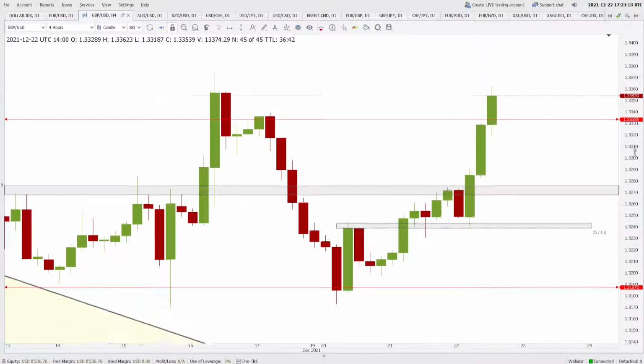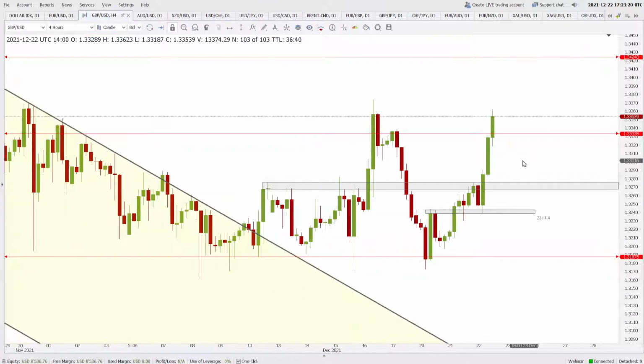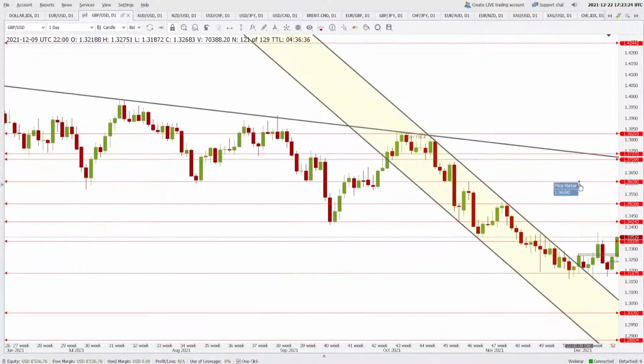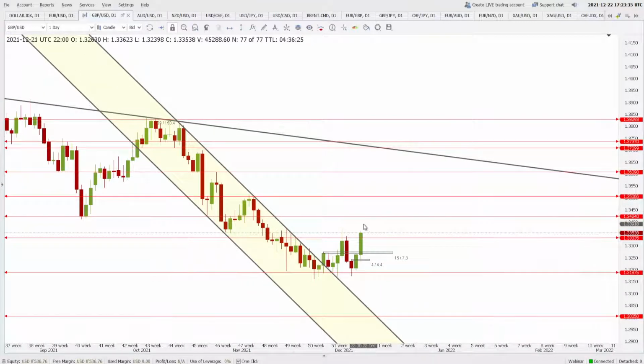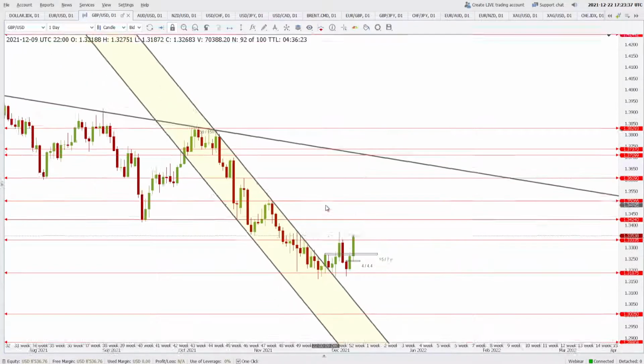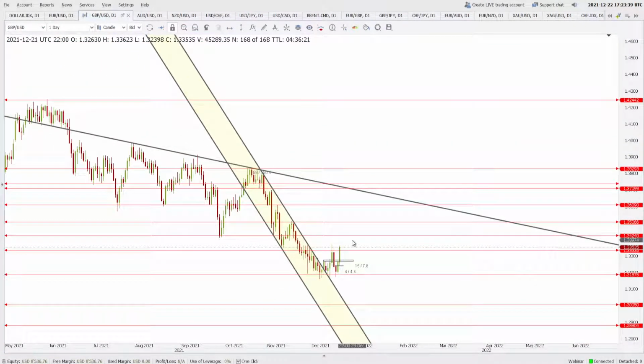1.3335 is now going to act as a support if the price closes higher after the day. If it closes higher than this one, then this 1.3333 is going to act as a good support for the price, and the next resistance will be at 1.3424. That means the next zone of supply will be 1.3424 for the GBPUSD.